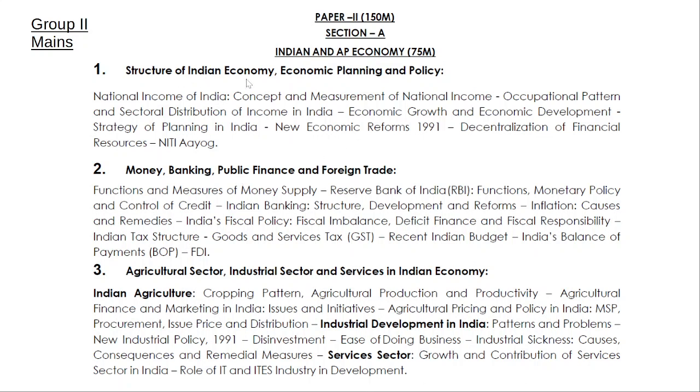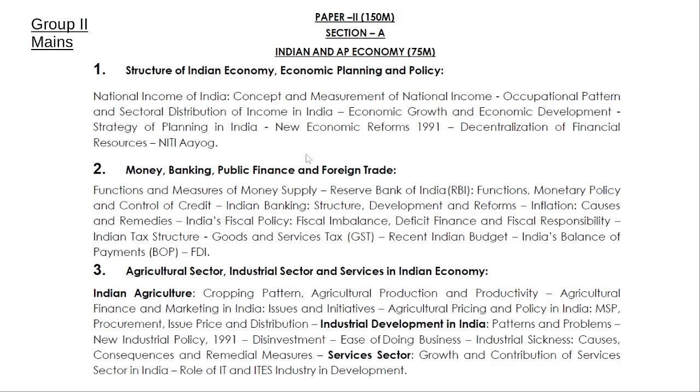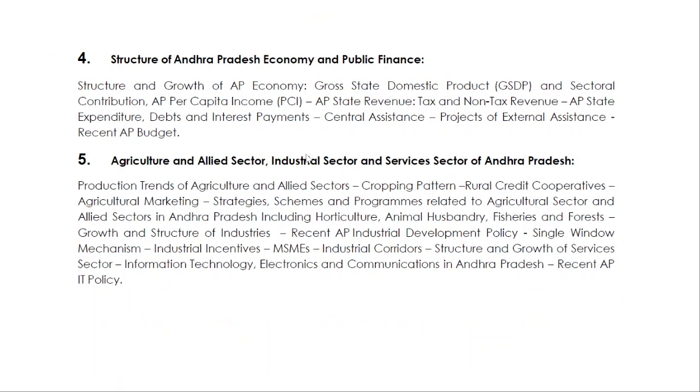You can see the structure of the Indian economy, economic planning and policy, money, banking, public finance, foreign trade, agriculture sector, industrial sector, services in the Indian economy, etc. And the structure of the Andhra Pradesh economy and public finance, agriculture and allied sector, industrial sector, services sector of Andhra Pradesh. You can see that 4 and 5 are specifically related to Andhra Pradesh, so we'll have to look at the socio-economic survey of Andhra Pradesh, budget, etc.